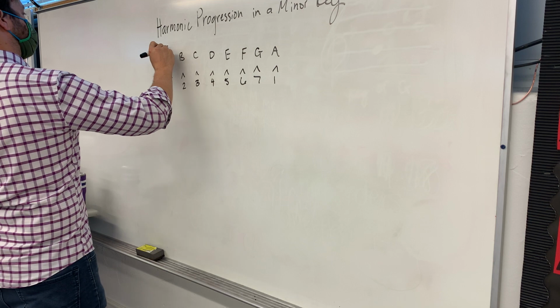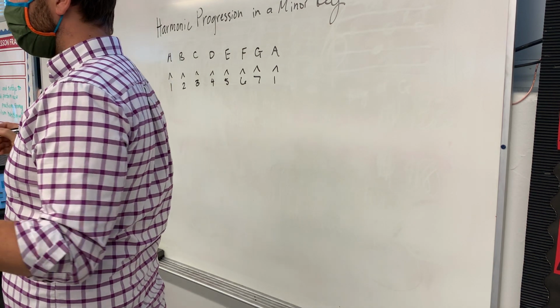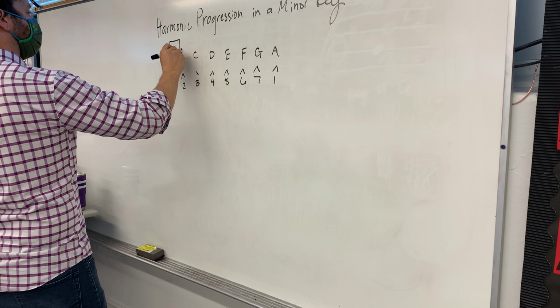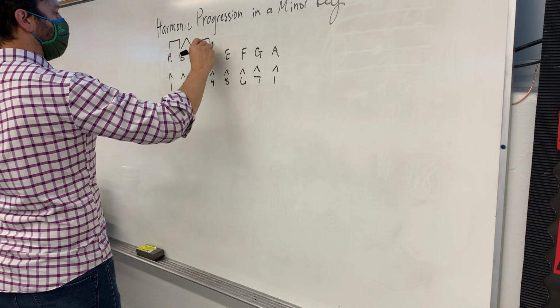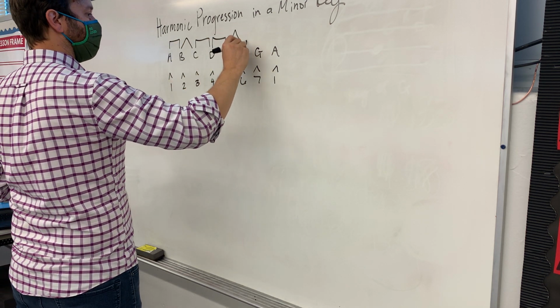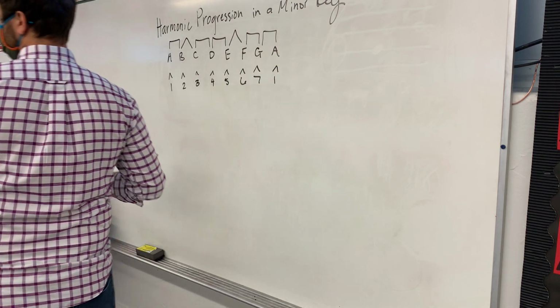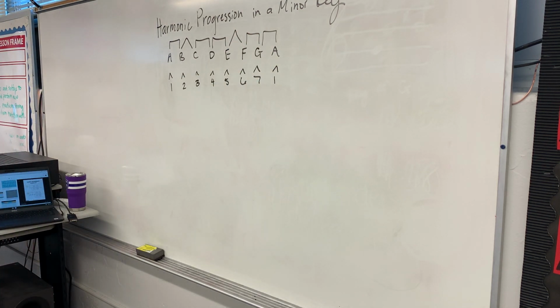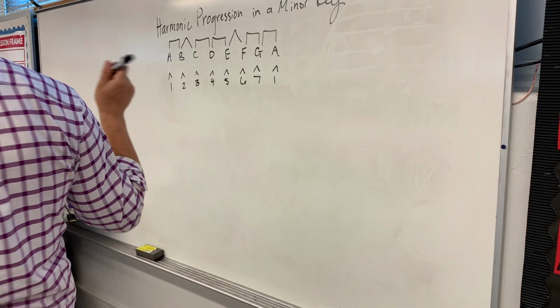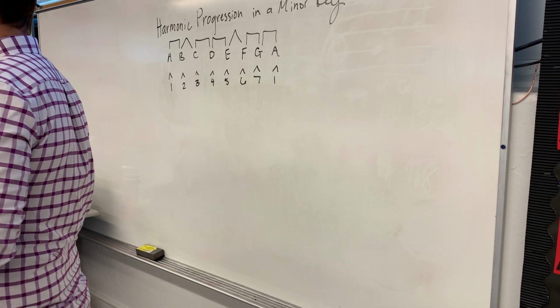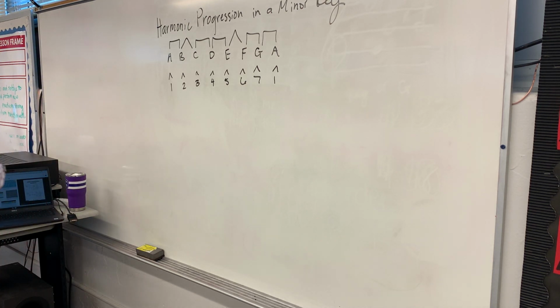The way that the steps work is something you'll want to write down too. Whole, half, whole, whole, half, whole, whole. That's the pattern you do for minor keys. Remember, whole, whole, half, whole, whole, whole, half was our major key pattern, right? For minor keys, it's whole, half, whole, whole, half, whole, whole. So it's a little bit different on the accents there.